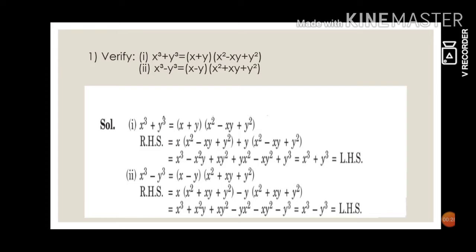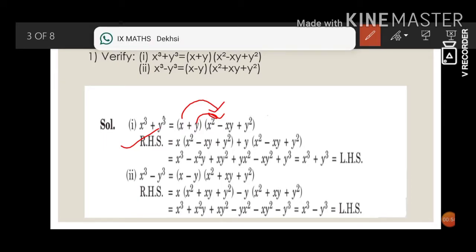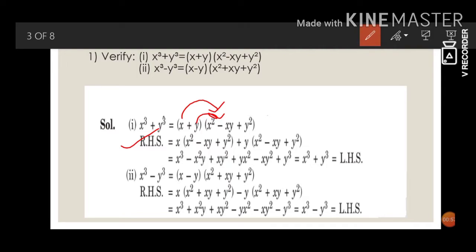Here you can either start from the left and prove the right hand side, or start from the right hand side and prove the left hand side. Here I have started from the right hand side. We will individually multiply x with this full bracket and y again with this full bracket. So I have written x into (x square minus xy plus y square) plus y into (x square minus xy plus y square) is equal to x cube.